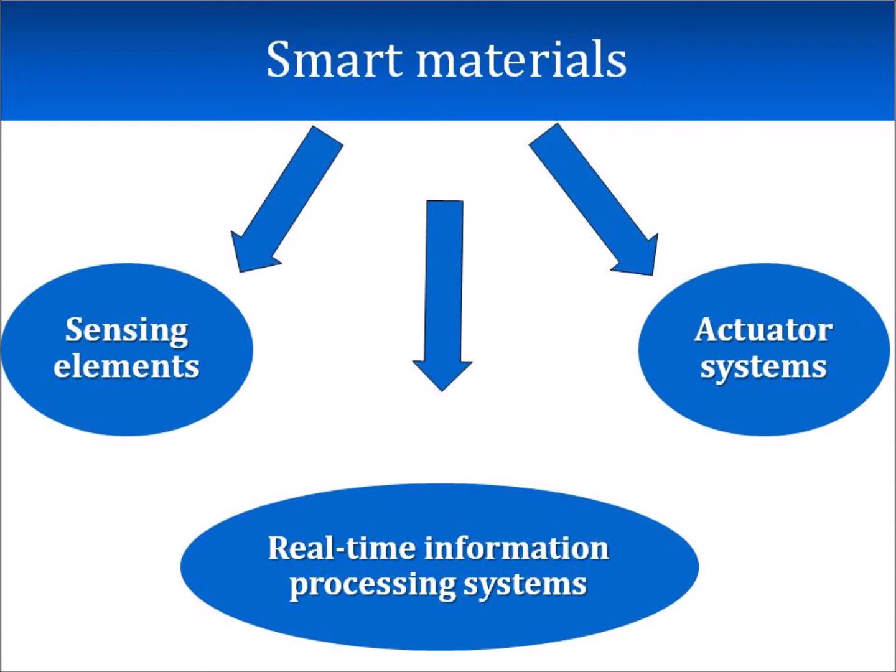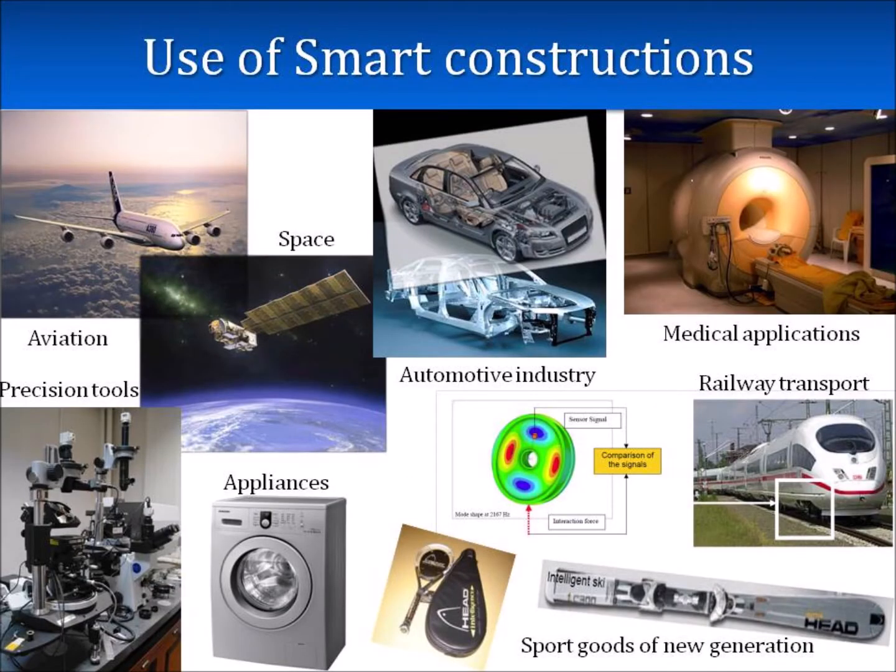The ability of smart materials to fulfill actuation and sensing functions is mainly utilized in condition monitoring of structures in the environment. At present, smart constructions show the greatest prospect in various fields: aviation and space, automotive industry and railway transport, medical applications and precision tools, sport goods for the new generation, appliances.